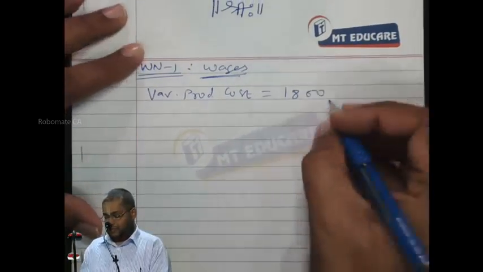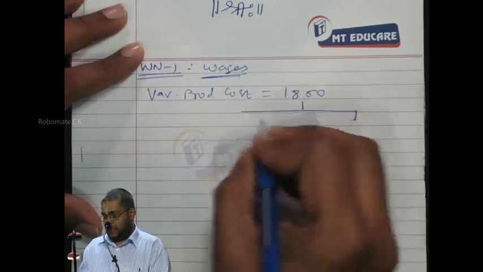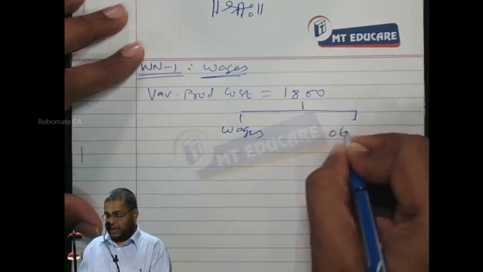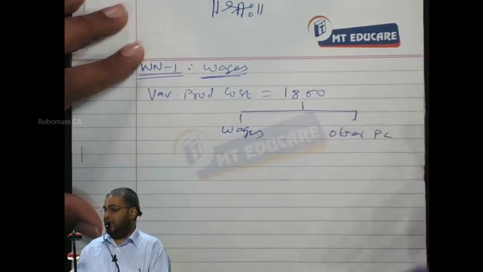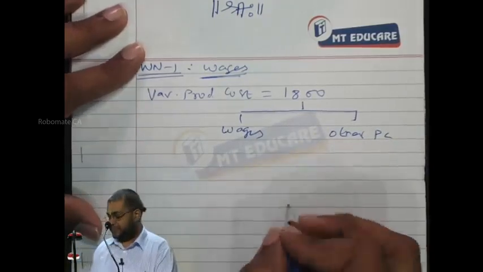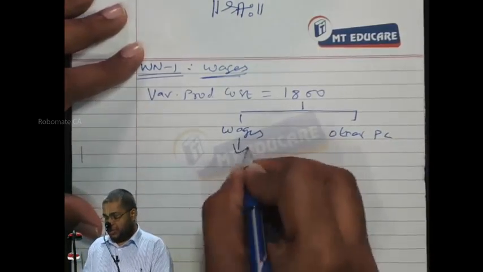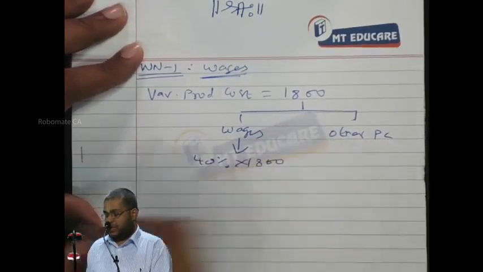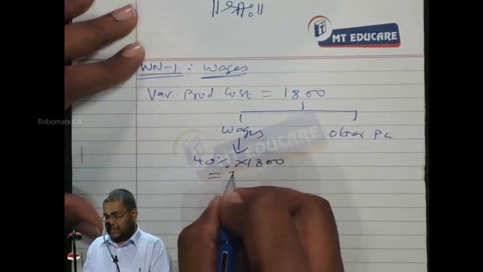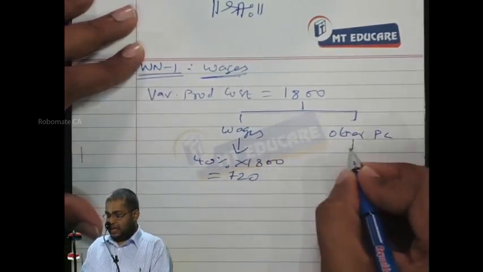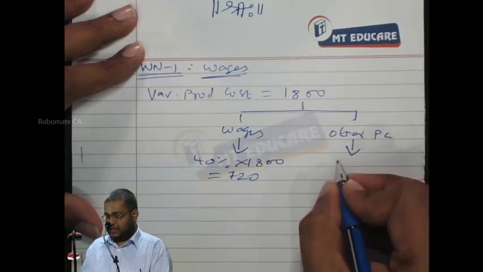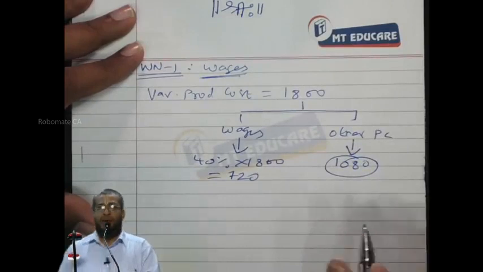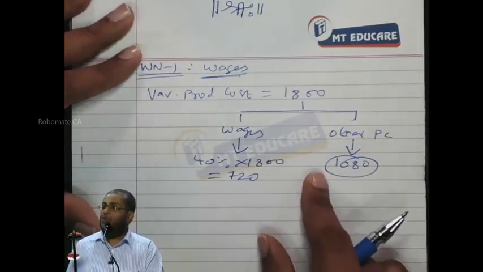I branch it into 2. What is the first item here? Wages. Second is other production cost. Now, wages is how much percent? 40% into 1,800. Tell me how much wages? 720. Other production cost? Balance. What is the balance? 1,080. Other production cost is 1,080. Everybody, yes or no?